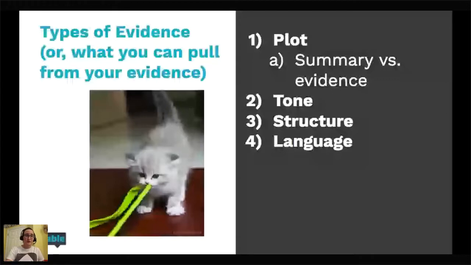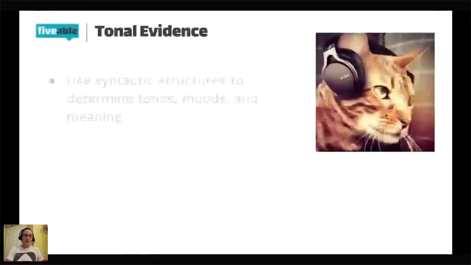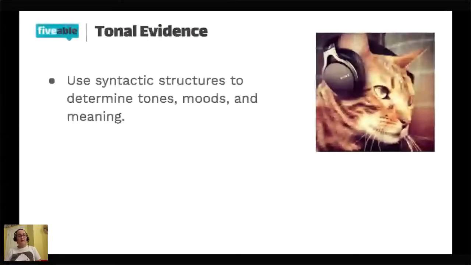All right, but let's move to tone. Tonal evidence. I'm trying to prove that this poem has a dark tone, or a lighthearted tone, or a sarcastic tone. I can use lots of things. Plot can sometimes prove tone, but plot usually doesn't prove a lot of stuff. So that's why you don't generally use it.